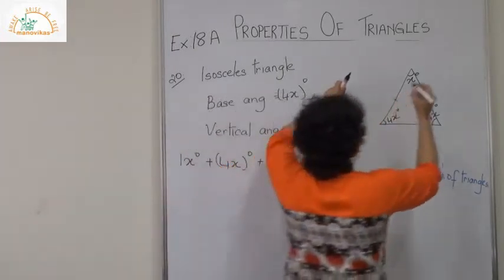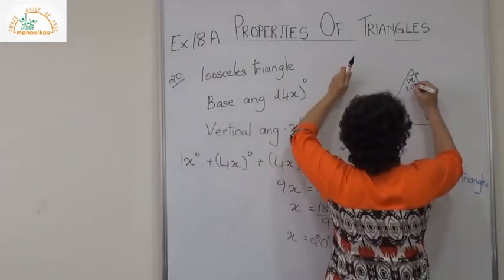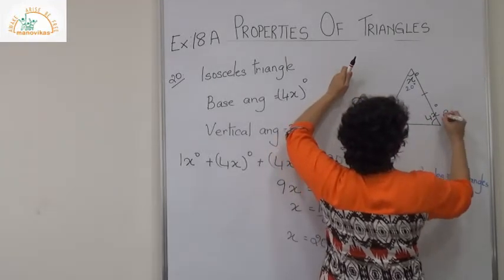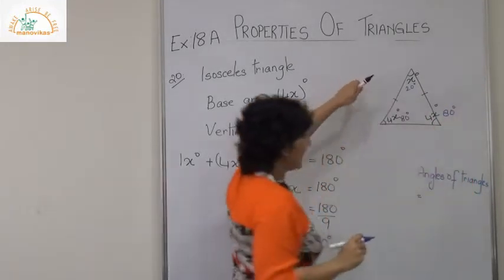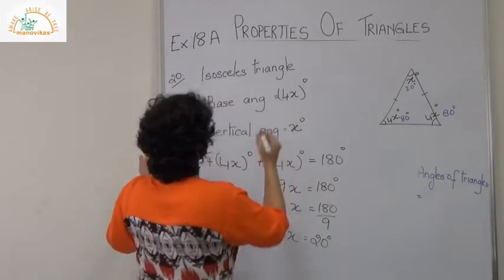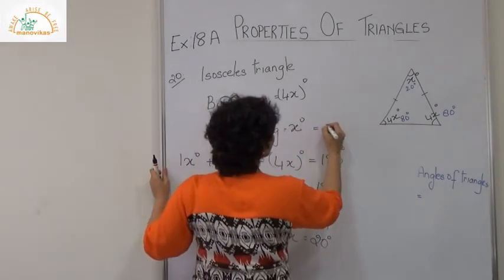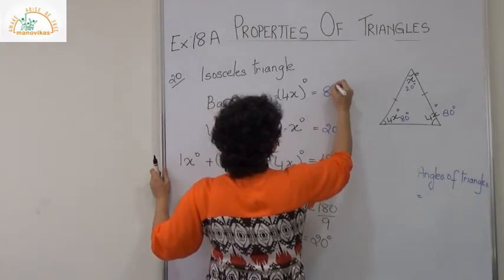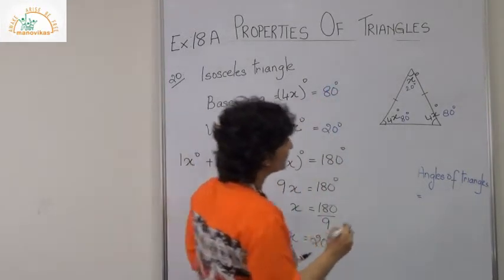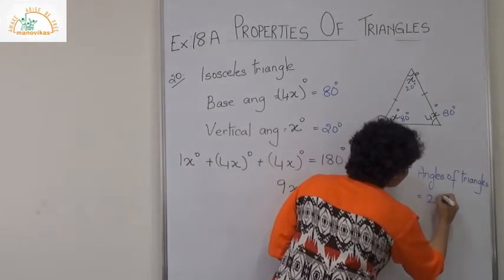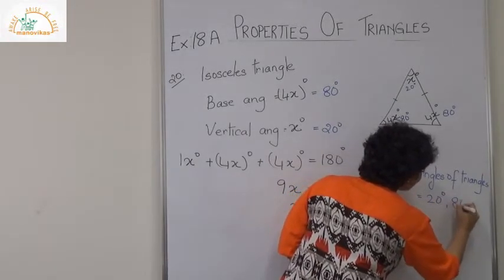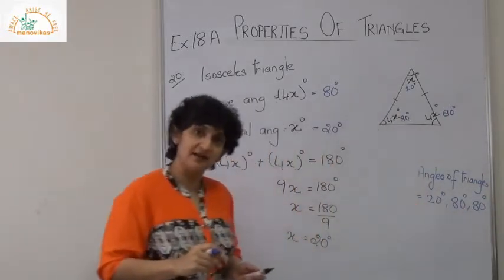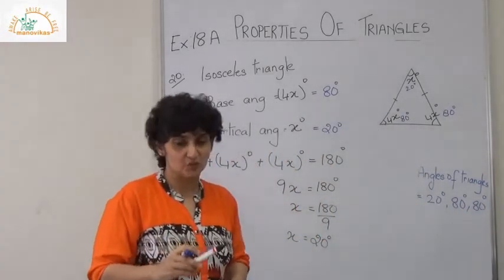So if this is x, then this is 20 degrees. This will be 2 4s are 80 degrees. This also will be 80 degrees. Right? So my vertical angle is equal to 20 degrees, my base angles are equal to 80. So what are your angles? You have 20 degrees, 80 degrees and 80 degrees. Clear? Let's move on to the next question.